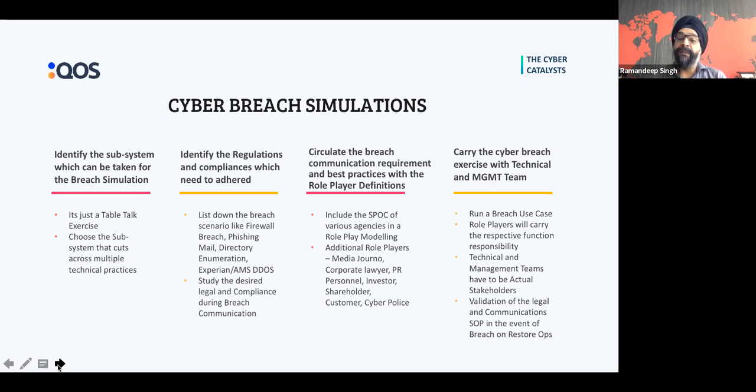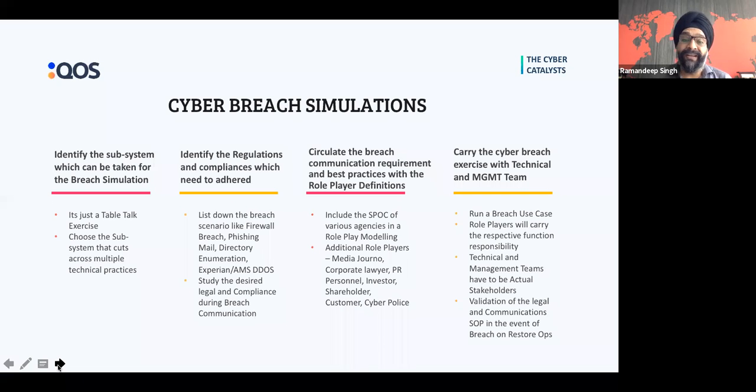And in the last step, we actually run one sample of the same breach, saying this breach has happened. This has compromised, let's say, the power distribution system in this particular SRLDC. So go, and now how are you going to face the customers? How are you going to face the media? How are you going to face internally?